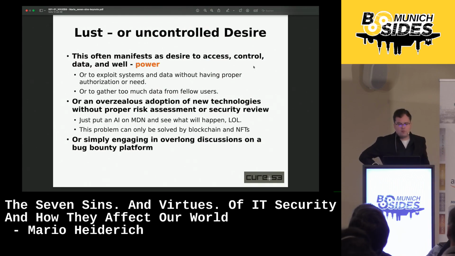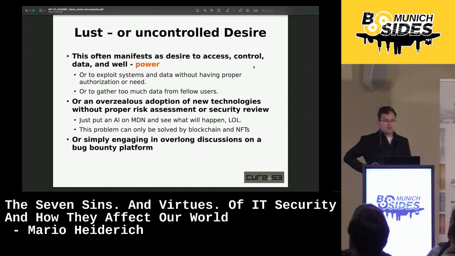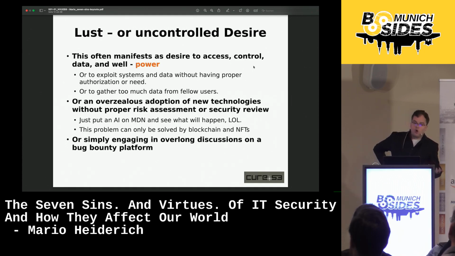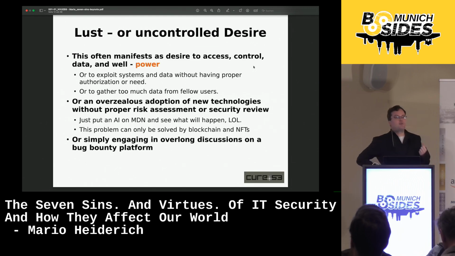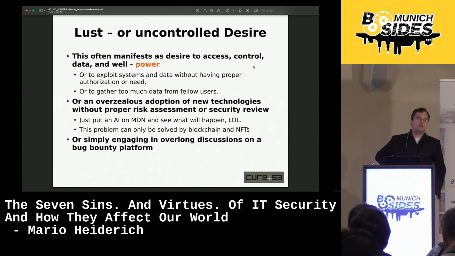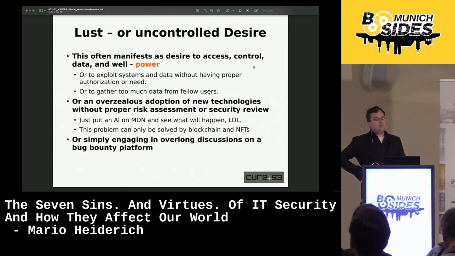Lust, or the uncontrollable desire. Well, as Neha already hinted in her first slide, this often manifests as the desire to access and control data, and at the end of the day, of course, power. Which could mean that we have the lust to exploit systems and get access to data that we shouldn't have access to. Or that we, as seemingly benign players, gather too much data from our users in the first place. Or that we just overzealously adopt new technologies without thinking about them, without doing risk assessments or security reviews.